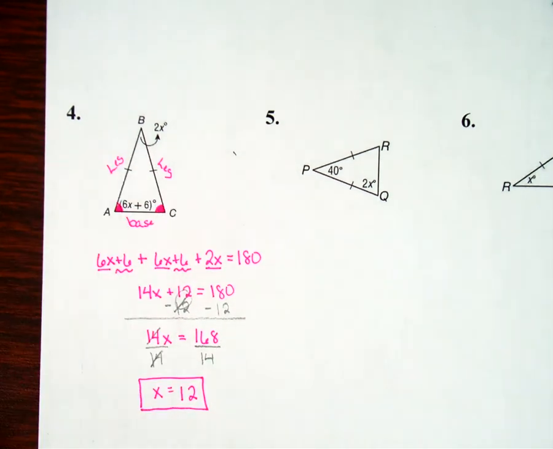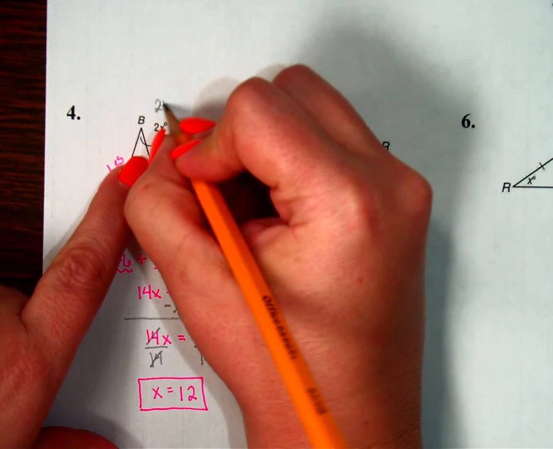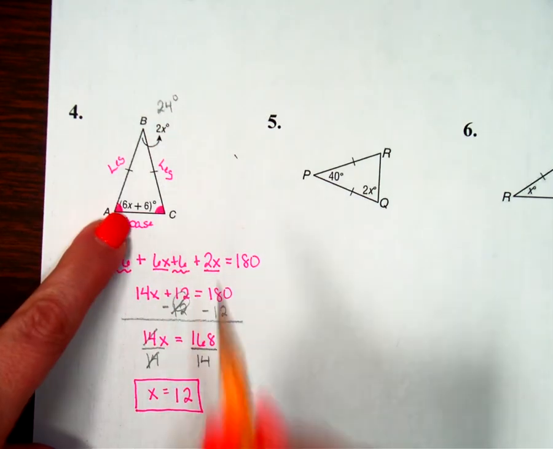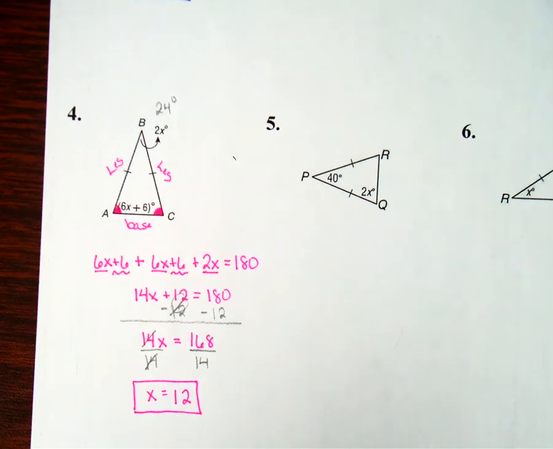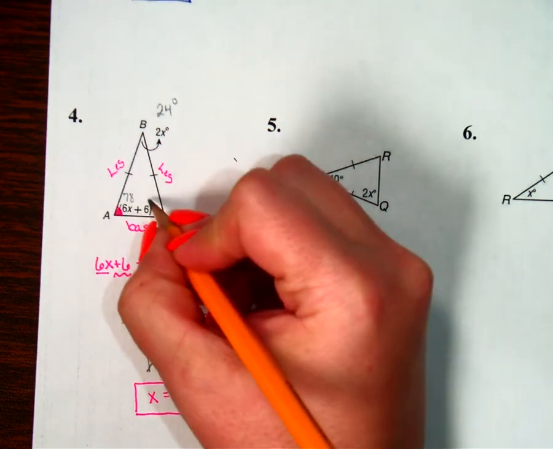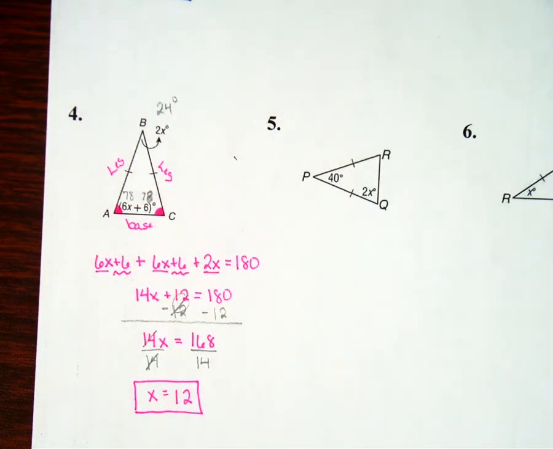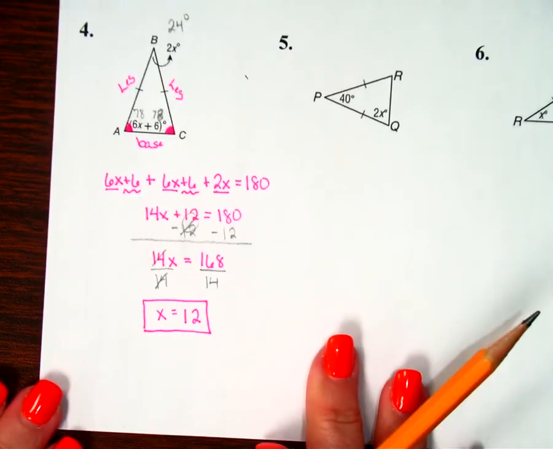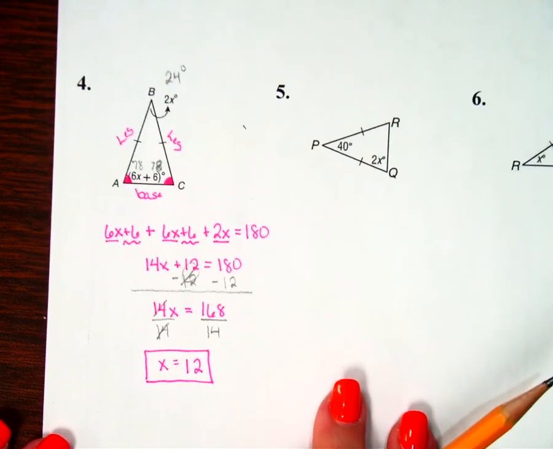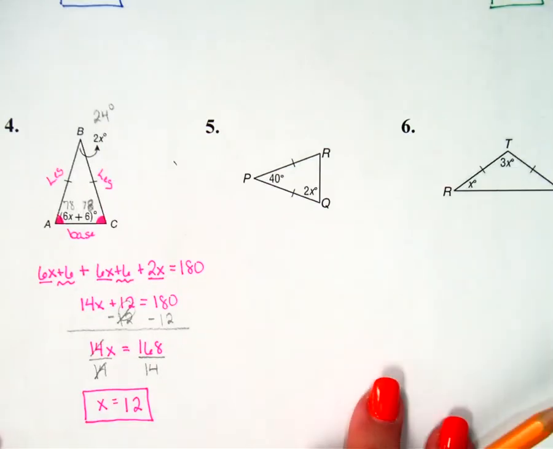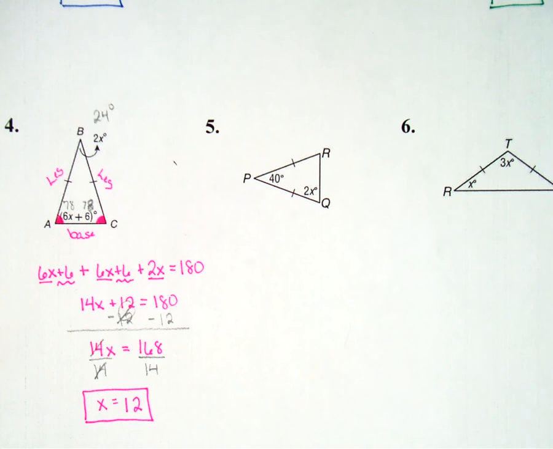I could plug it in to check. If I were to plug it into this one, 2 times 12 is 24, so this is 24 degrees. Down here, 6 times 12, I believe, is 72. Yes, plus 6. So this angle is 78 degrees, which means this angle is also 78 degrees. 78 plus 78 plus 24 does make 180 degrees, so we are good. x equals 12. Okay? All right, let's look at number 5.